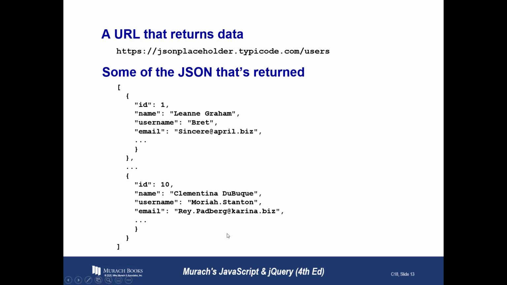All right, so there's a URL that returns data. The data will be users. Some of the data that's returned, and they show you examples. Each user has an ID, a name, a username, an email, and potentially more information.